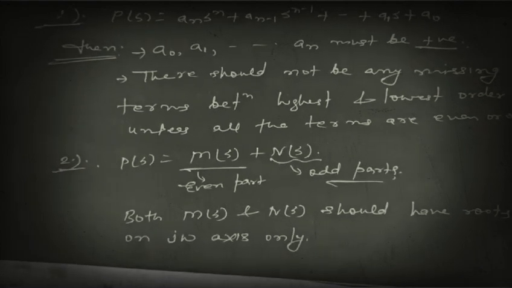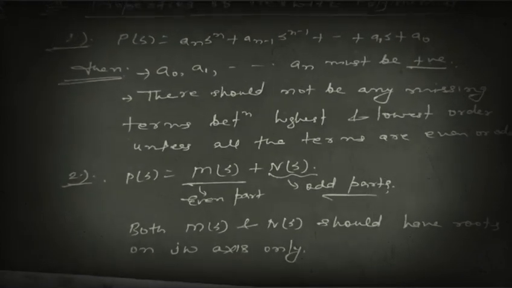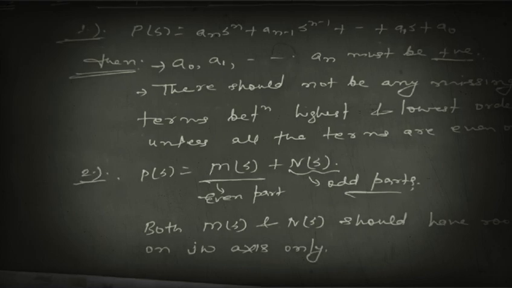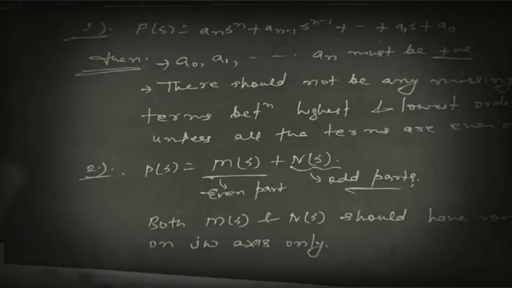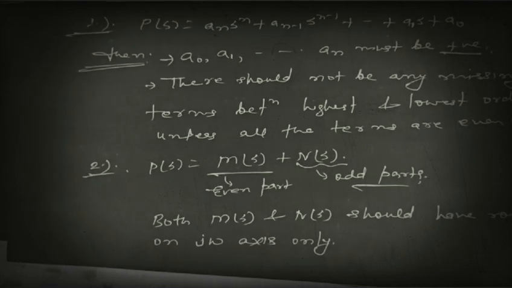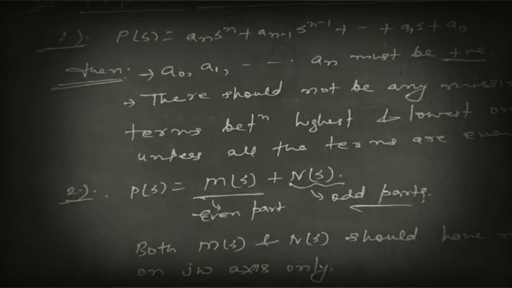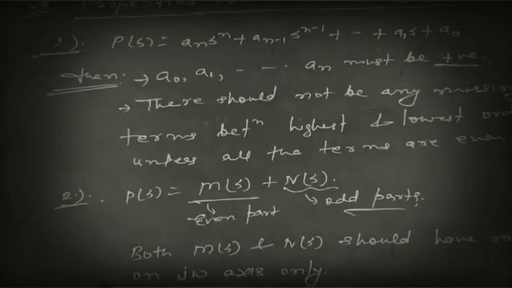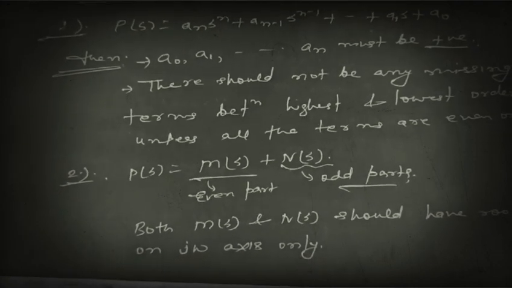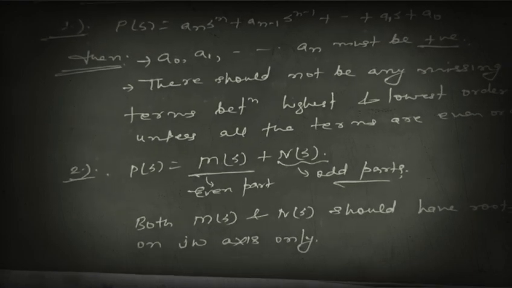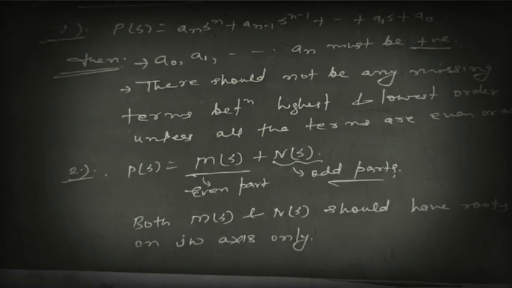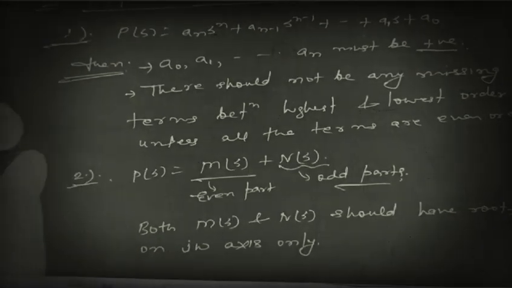That means when we find the roots of simply the M(s) terms, that is the even terms, suppose the even terms are s to the power 4 plus s squared. When we make s to the power 4 plus s squared equal to 0, all the roots should be on the j omega axis only. That means if the roots are on the negative real axis or on the positive real axis, then it is not possible that this polynomial is a Hurwitz polynomial. If it is a Hurwitz polynomial, then the roots will be on the j omega axis only. That means the solution of the even part or the odd part will be imaginary values.